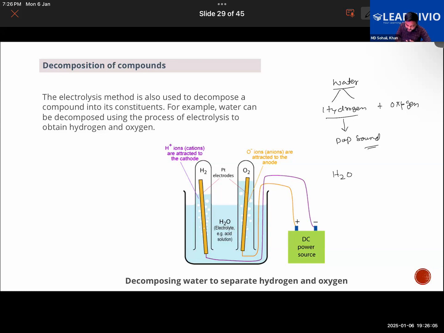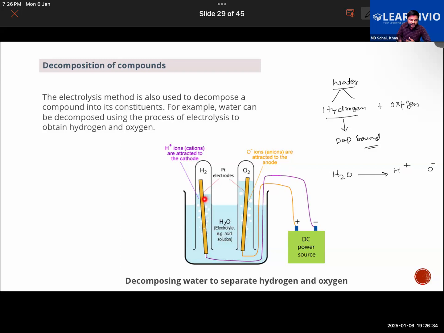The water has broken down, due to the passage of electricity through it, into H+ ions and O- ions. Getting it? And cations will be attracted towards the cathode. So in this case, hydrogen is attracted towards this cathode here. One of the rods has been made the cathode. Take a look at how it is connected to the negative terminal of the battery to make it the cathode.